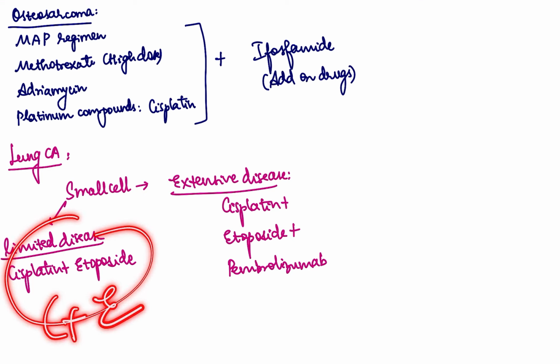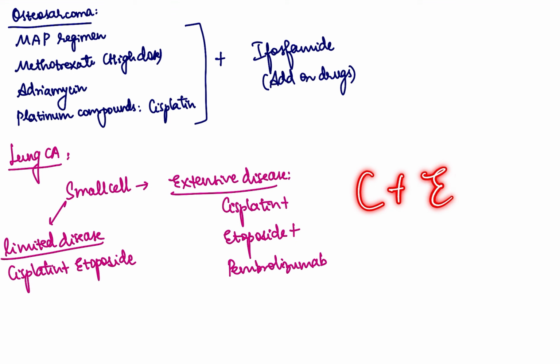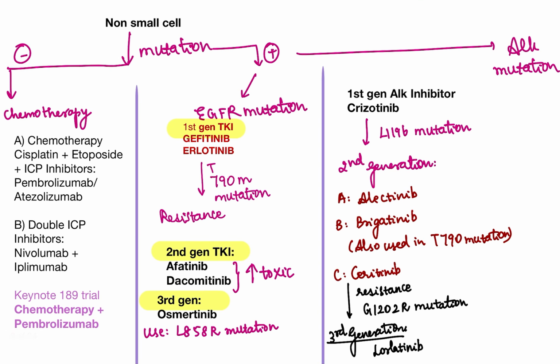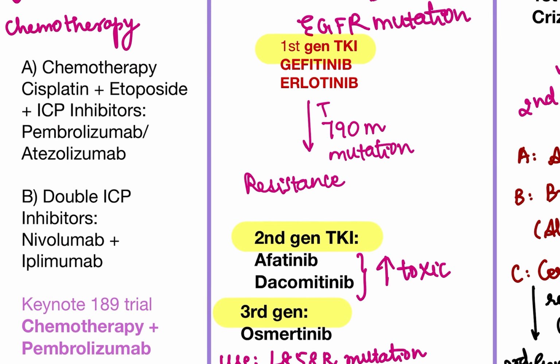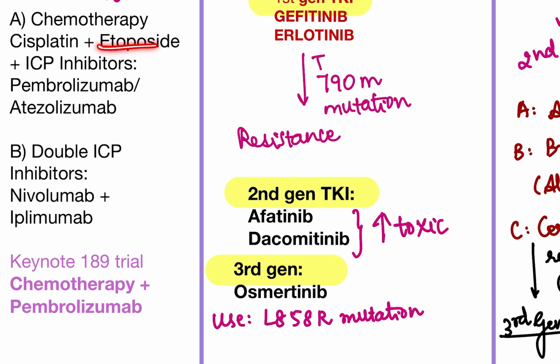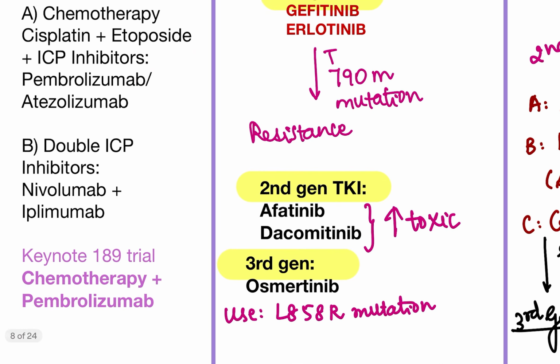cisplatin plus etoposide. If it's an extensive disease, cisplatin plus etoposide plus pembrolizumab. Let's learn about the various drugs for non-small cell lung cancer. It depends on whether the patient has got mutation or not. If the patient doesn't have any mutation, you have to give chemo, and the chemo includes cisplatin plus etoposide plus ICP inhibitors. What are the various immune checkpoint inhibitors that you can give? Pembrolizumab or atezolizumab, or you can give double immune checkpoint inhibitors, nivolumab plus ipilimumab.